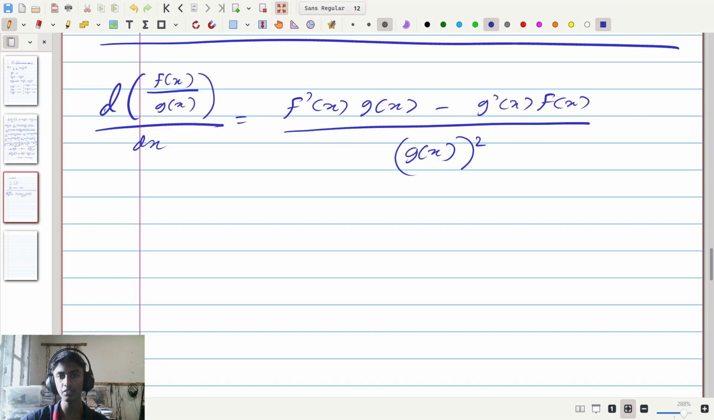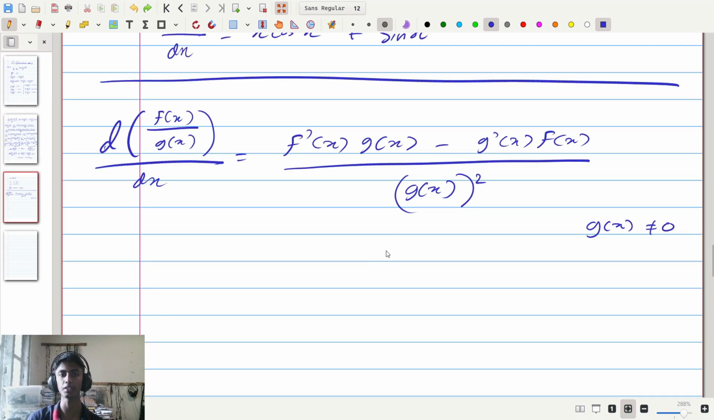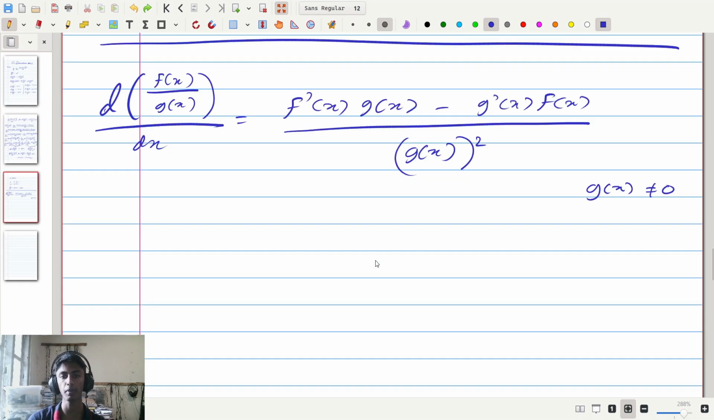So this is a little bit interesting. It's not the same as the previous one. It's kind of complicated. There's a minus sign here instead of a plus sign, and then there's this g(x) squared hanging on the bottom, and there's another extra condition for this to apply. g of x should not be equal to 0, because if g of x is equal to 0, over here we have a divide by 0 anyway, which means we cannot do it. So therefore we make sure that g of x is not equal to 0, in which case this rule applies. So now let's prove it. Let's prove how this rule applies.